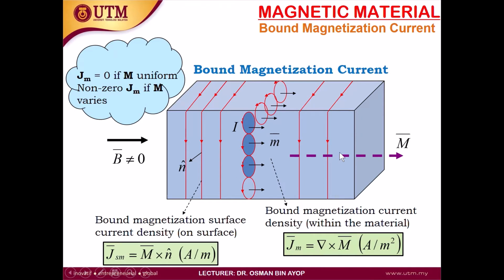And inside the magnetic material, we have the bound magnetization current density, which we can find with this expression: Jm equals curl M. Because this is a curl, it involves vectors. So if M is uniform, it only has a constant value, and Jm will become 0. So M should be variable or non-uniform, as I mentioned here.